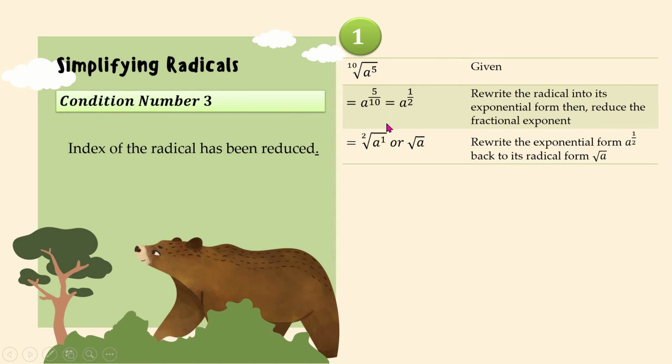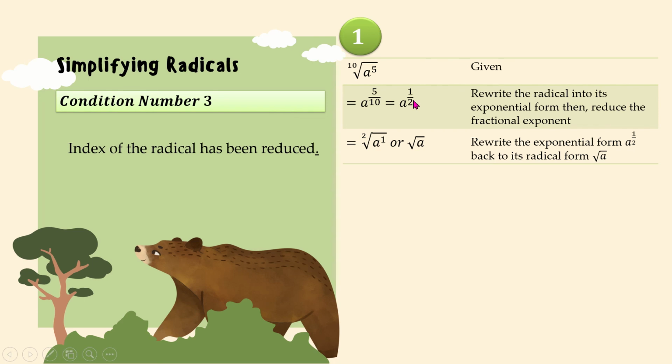Unless we rewrite it from radical to its exponential form, as in our laws of radicals. We will rewrite the radical into its exponential form, then reduce the fractional exponent. So, the 10th root of a exponent 5 can be rewritten as a exponent 5 over 10. 5 over 10 can be reduced to 1 half, since numerator and denominator are divisible by 5. So that is 1 half.